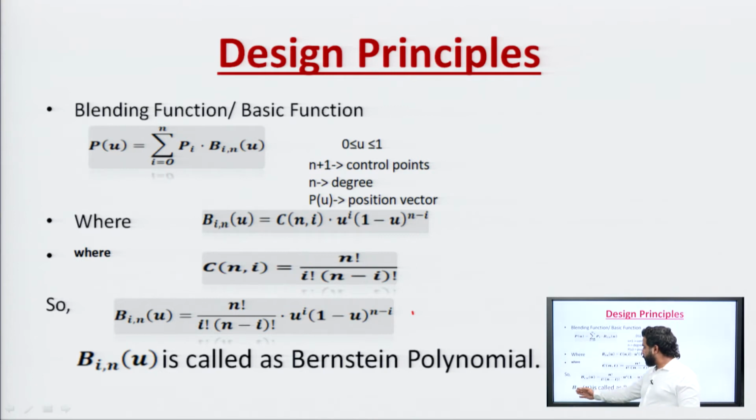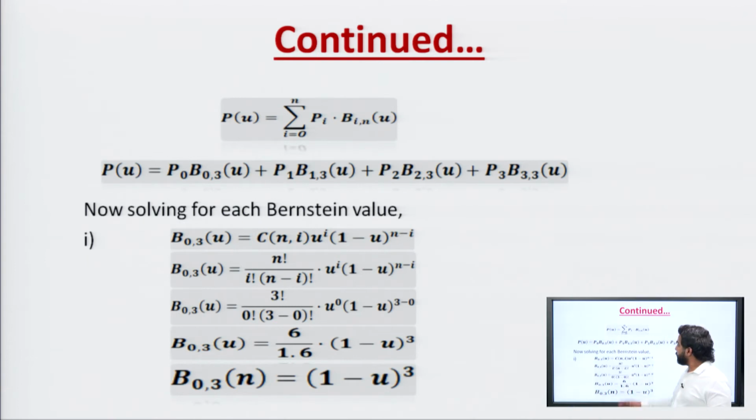We call it the Bernstein polynomial. We will be doing it for a cubic Bezier curve. If we expand it for a cubic Bezier curve, we get the terms B(0,3), because our value of i will range from 0 to n. n is the degree of the Bezier curve, that is 3 here in the cubic Bezier curve.